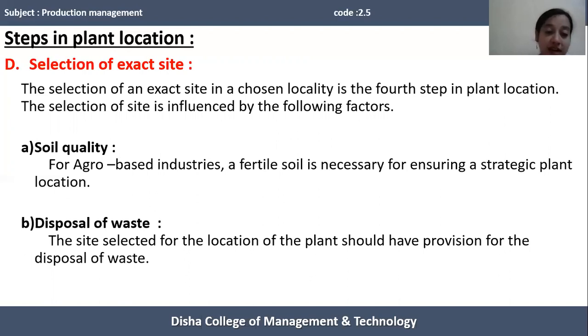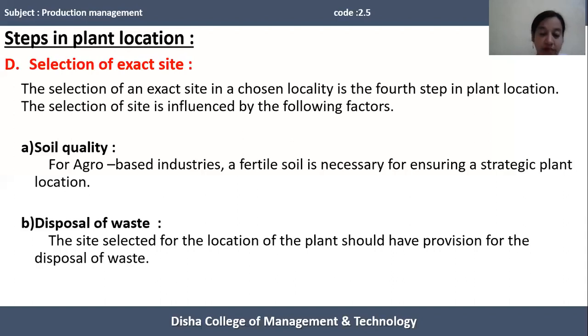Next, disposal of waste. The industrialist should consider the factor of disposal of waste. The industrialist should identify an area where there is a proper provision, a proper system, for disposal of waste. So after considering various factors, the industrialist is able to identify a good location for their plant. For identifying a good location, they have to follow four steps.